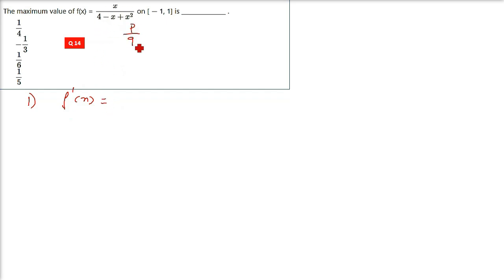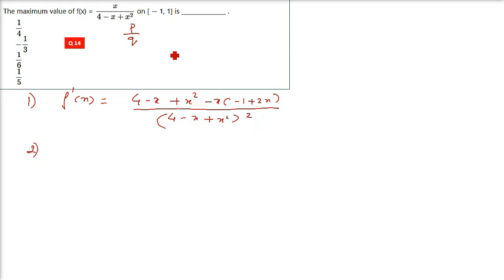If it would have been 1 by 4 minus x plus x square, there is a different technique that I will cover in the later question. One question is coming, okay? So I am differentiating it. Once you differentiate it, you are well aware of differentiation. So the final differentiation will be something like this. So this differentiation is your responsibility, and this is the result which you can match.